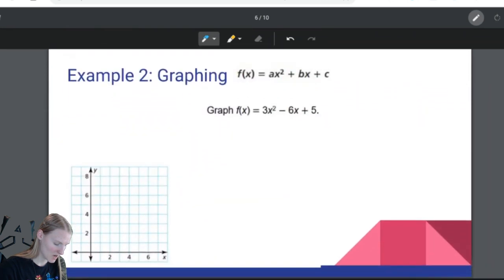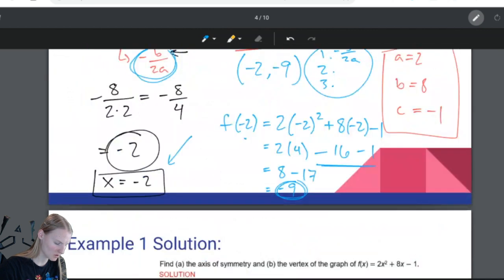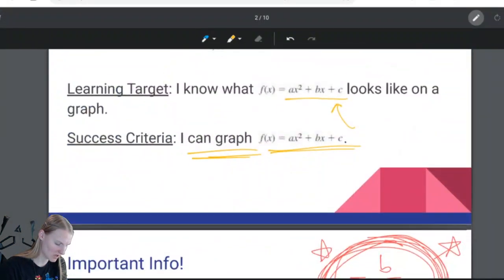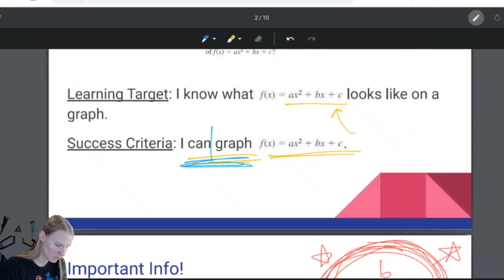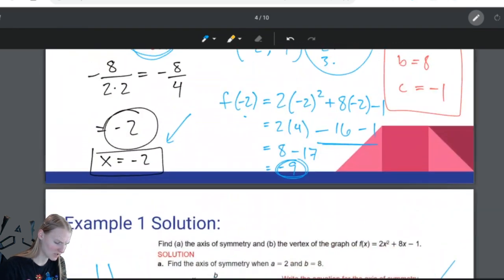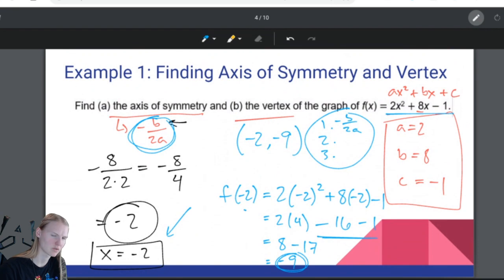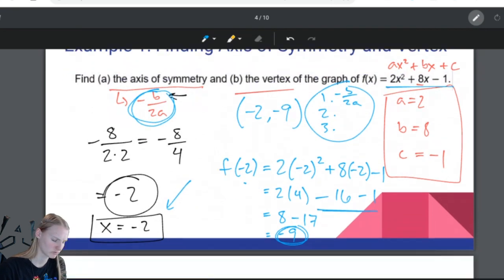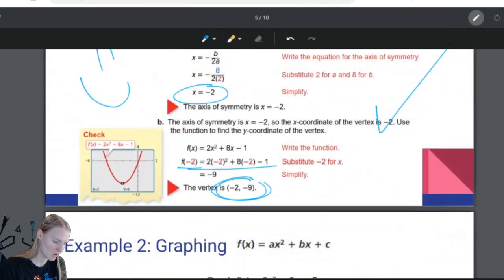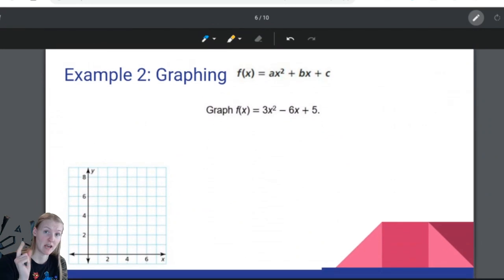Okay, another example for today. So now, remember that our learning target and success criteria said that we can graph. But we haven't graphed yet. All we did was find the axis of symmetry and the vertex. So now, we're going to use that axis of symmetry and that vertex in order to graph.